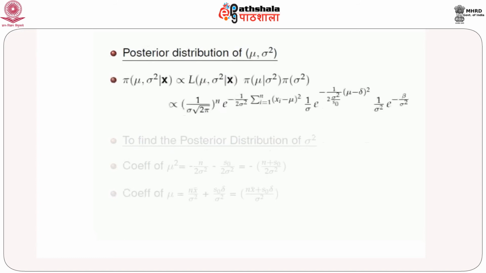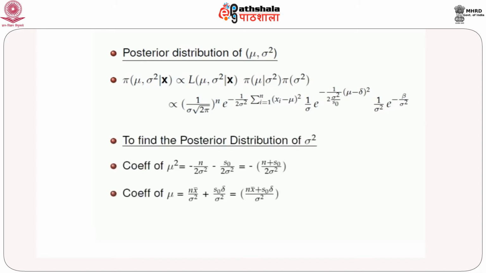So, the posterior distribution of mu and sigma square is basically proportional to the likelihood of the parameters mu and sigma square given the data x1, x2, xn multiplied by the corresponding assumed prior distributions. So, the form of the posterior distribution is actually proportional to that shown below. Next, we are interested to find the posterior distribution of sigma square.